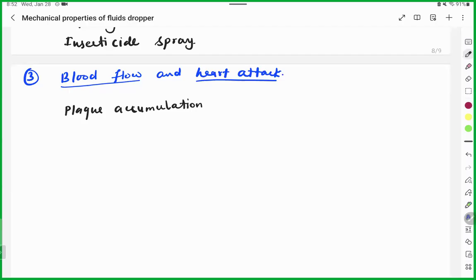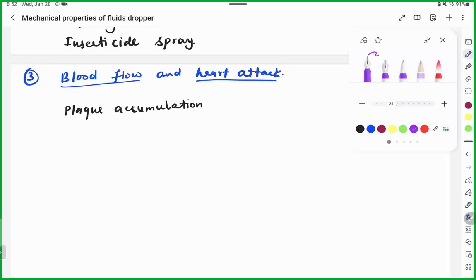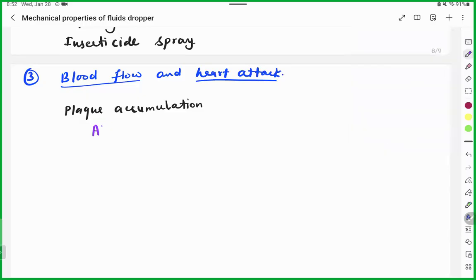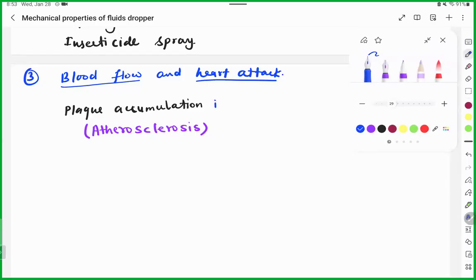Barinder, what is the name of this condition where plaque accumulates in the blood vessel? This is given in our NCERT, in our NEET syllabus. Atherosclerosis. So in case of atherosclerosis, plaque will accumulate in the blood vessel.